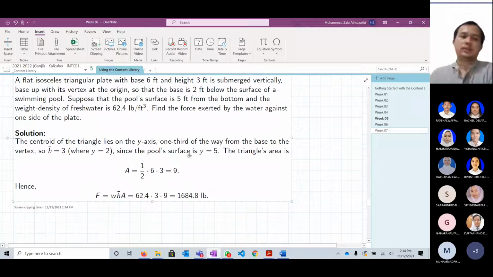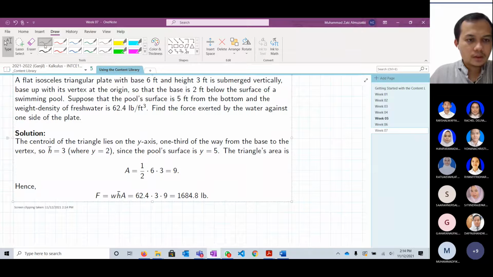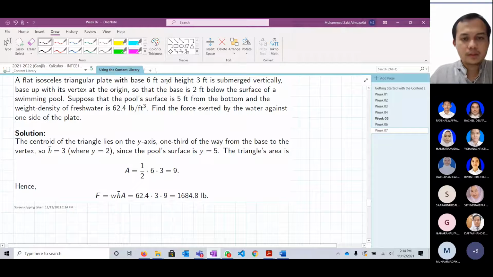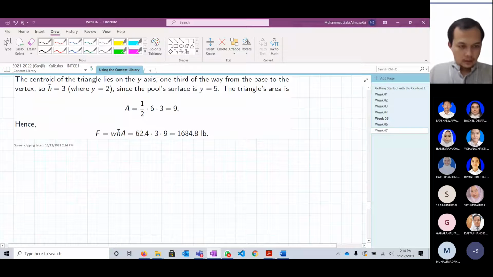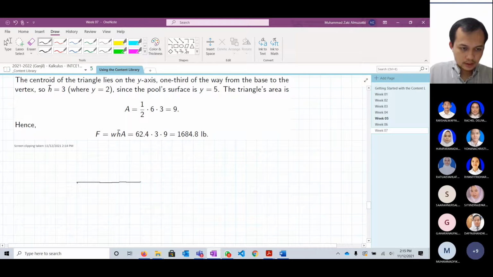The picture here is actually something like this. A flat isosceles triangular plate with base 6 feet and height 3 feet is submerged vertically. Okay, so we have this flat plate. The vertex is at the origin. So basically, we have this.